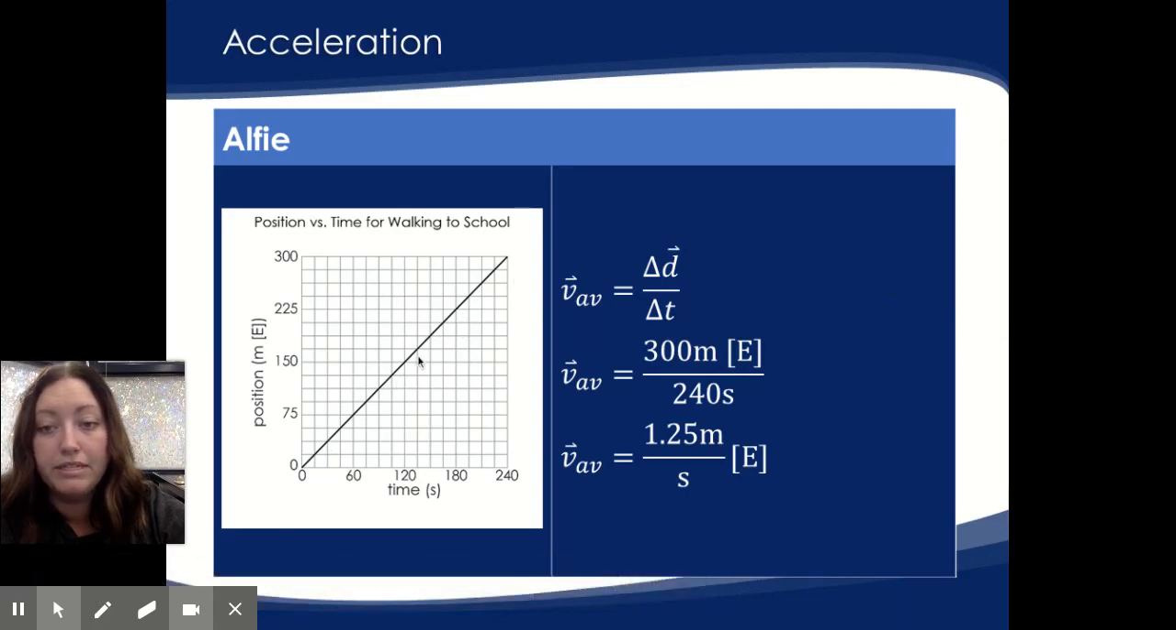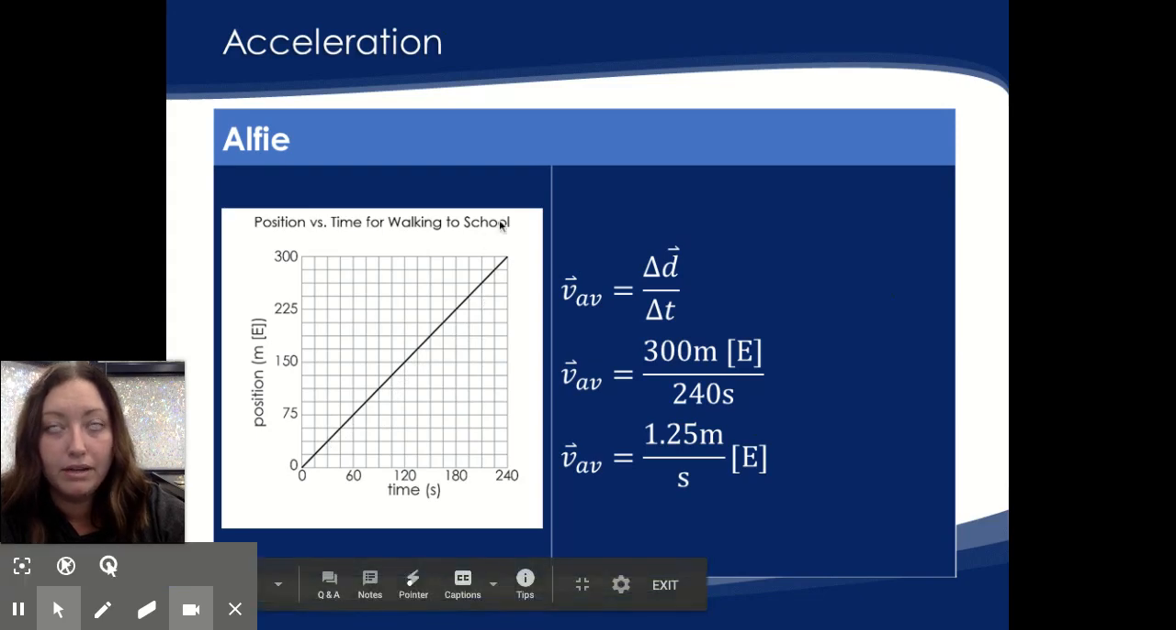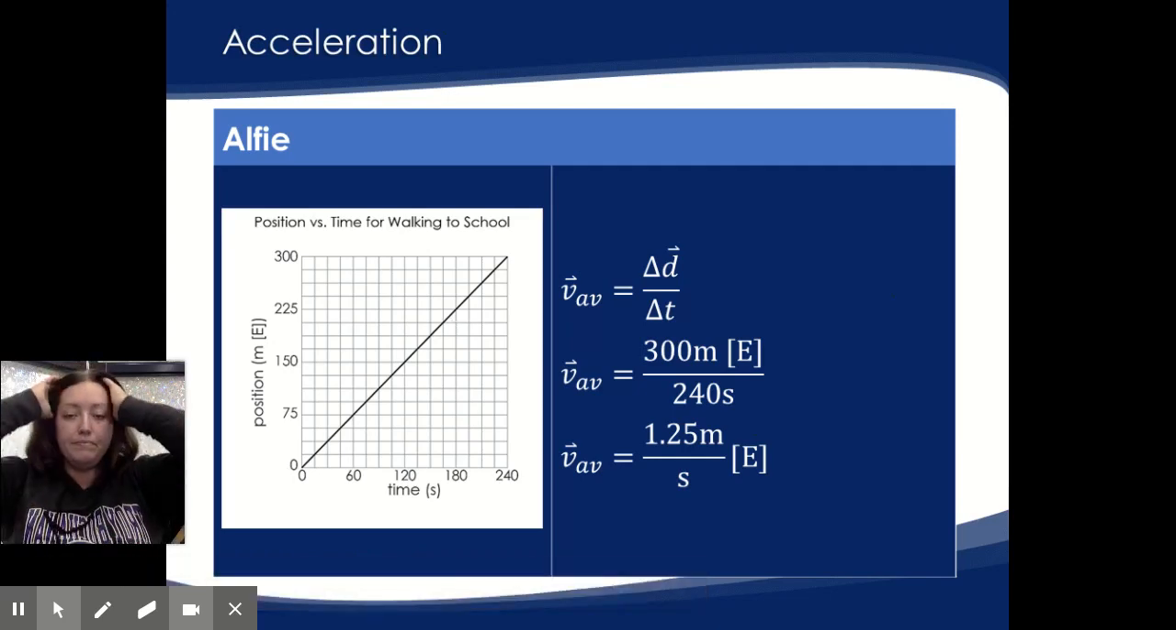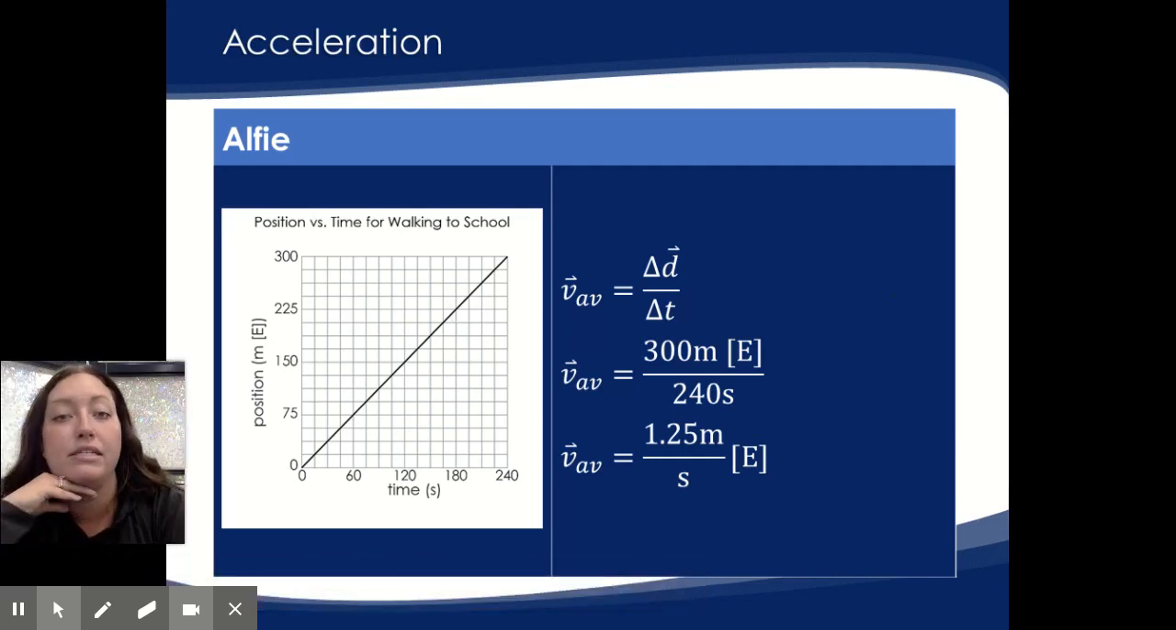This shows that you have the same amount of velocity throughout. Anywhere you measure your slope from on this is going to give you your average velocity. And in this case, your average velocity should be the same as your instantaneous velocity. So when you have a straight line, average and instantaneous will be equal.